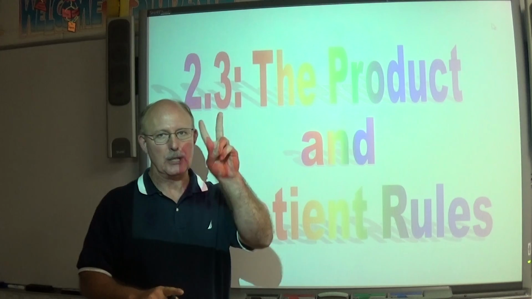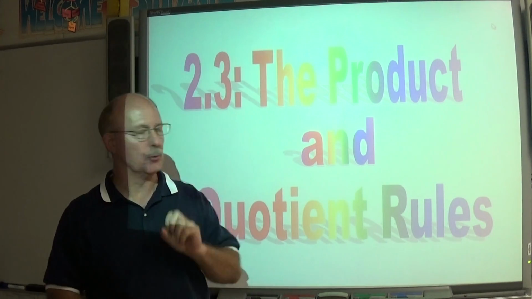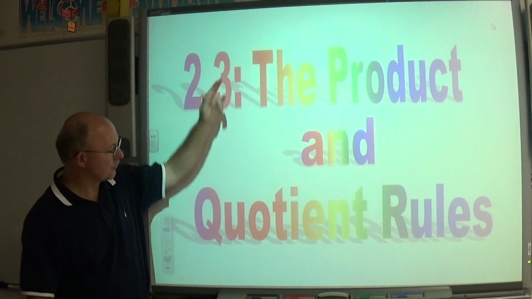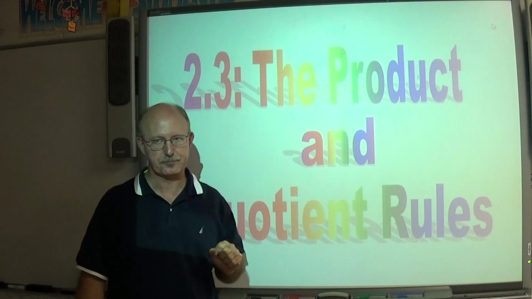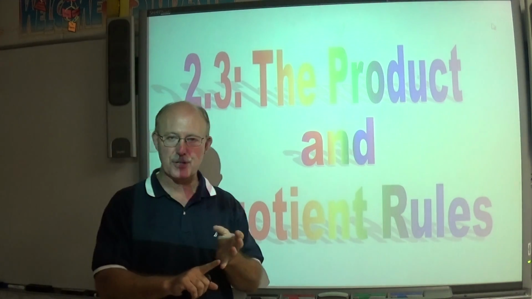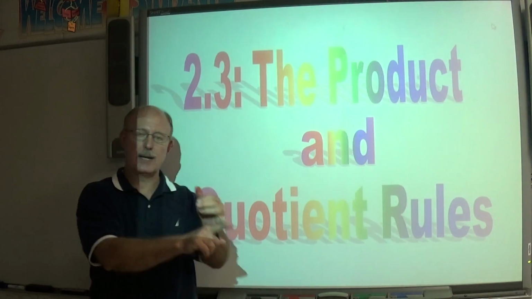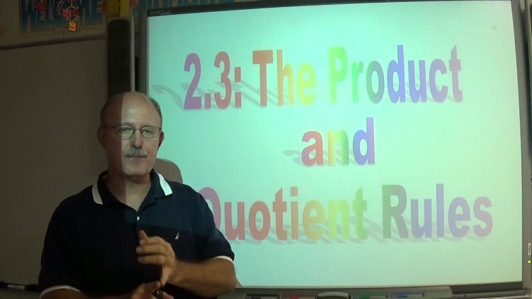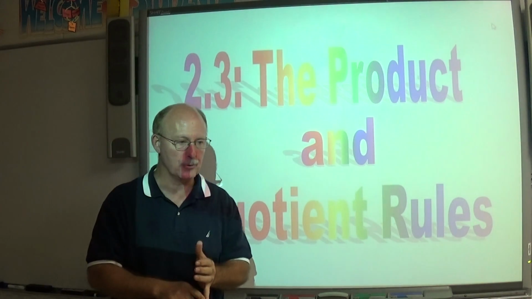Today we're going to look at two more major rules: the product rule and the quotient rule. We also have what's called the chain rule, but we're going to save that for a later date. Today we're focusing on the product and quotient rules.